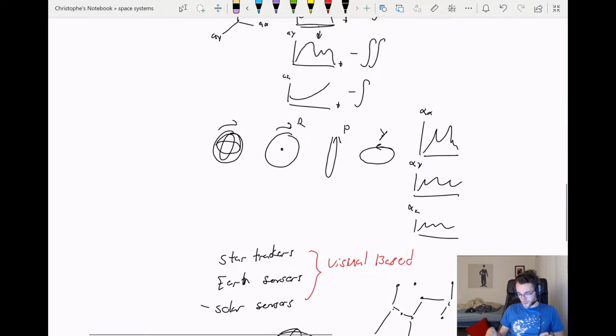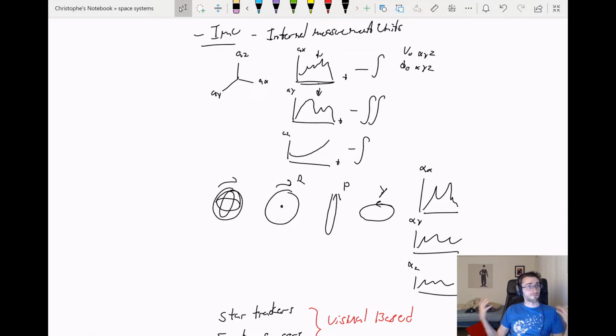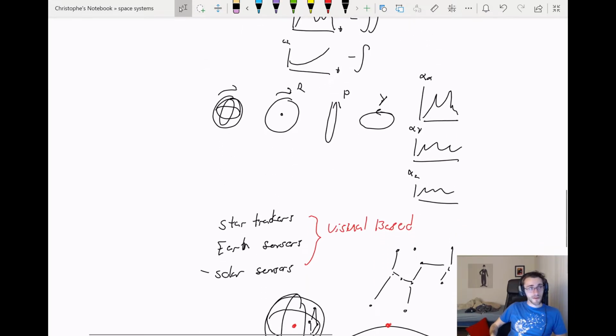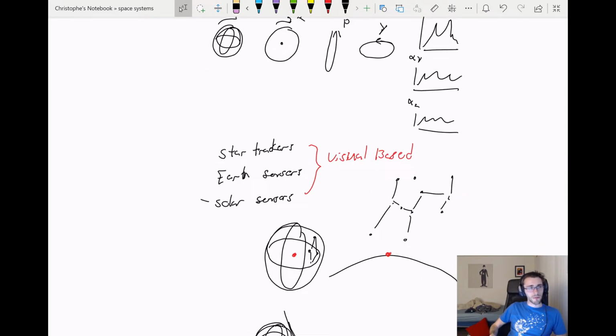So star trackers are fairly general. They work regardless of where you are because of how far away stars are, and you can create a star map that's relatively the same regardless of where you are in the solar system, because the stars are, for all intents and purposes, infinitely far away. Sun sensors require a little bit more work. They're more often used on Earth-centric satellites just because the Earth's orbit is extremely well known, and it's very easy to do the math and figure out where the sun is going to be given a certain orbit.